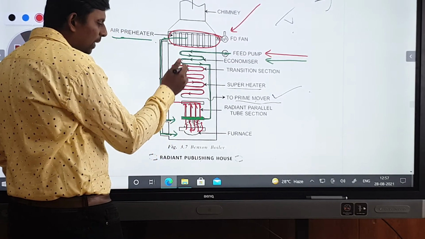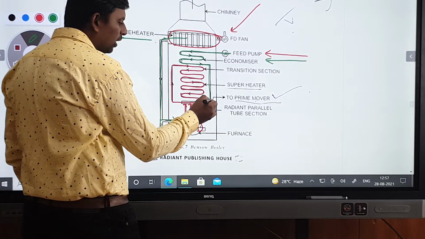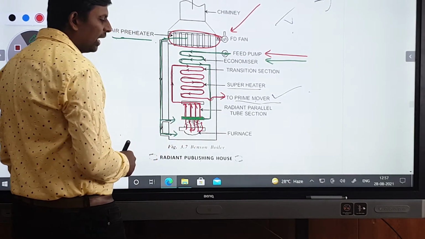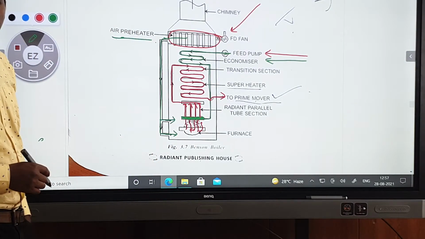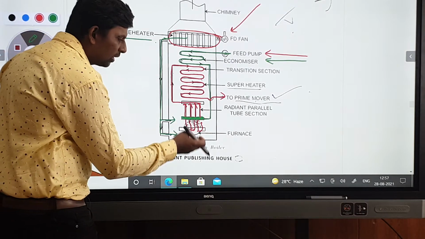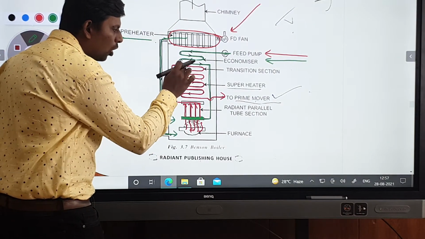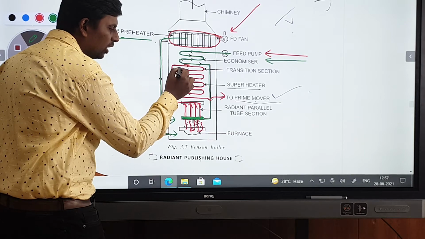When it is passing, heat is coming from here. Then it is going to the prime mover. From here you are supplying the heat. When you supply the heat, it is already converted into steam. Now here, hot gases.